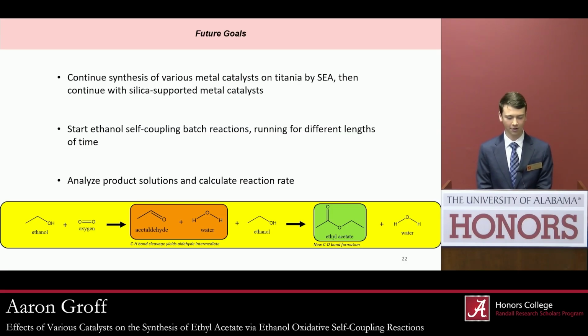We also want to start ethanol self-coupling batch reactions, see the reactions that we're actually wanting to run, and then we want to run these at different lengths of time. This is going to allow us to analyze the product solutions, and because we have different times, calculate the reaction rate and determine how that reaction rate changes over time. The reaction rate is a very important metric as it's going to help us evaluate if this idea and this pathway to forming acetaminophen is actually feasible, number one, and number two, which catalyst is going to have the highest reaction rate and which catalyst is going to perform the best in these reactions.